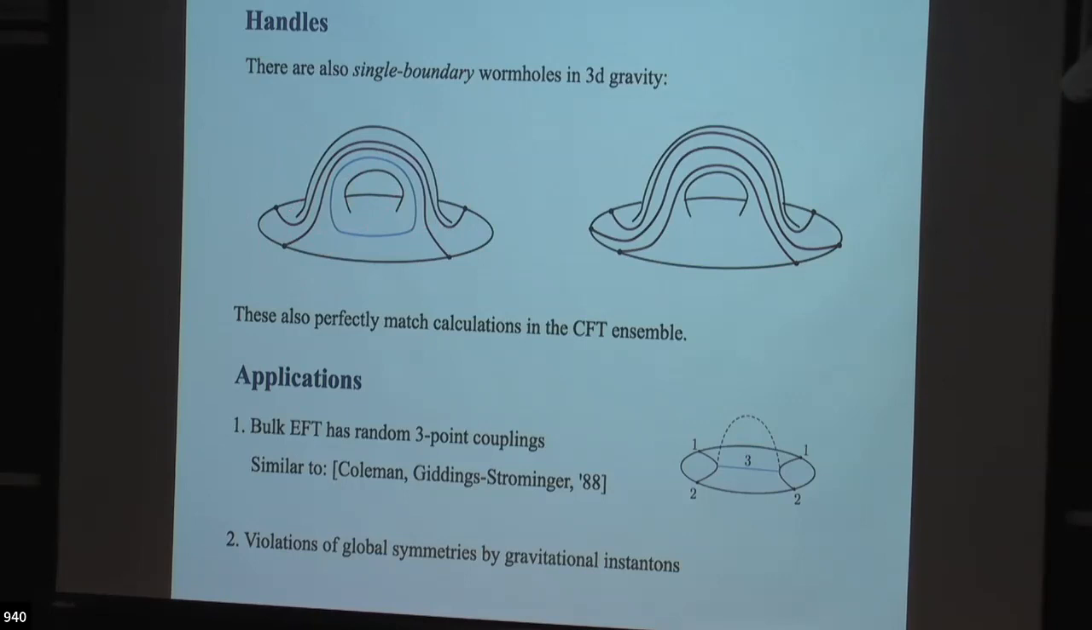It's a little, you just have to think about it, but there's a three-dimensional version of this picture, which is what I really mean here. So there's a three-geometry where things go through a tube and you have a higher topology, but there's just a single AdS boundary. Things like this also perfectly match the calculations in the CFT ensemble.